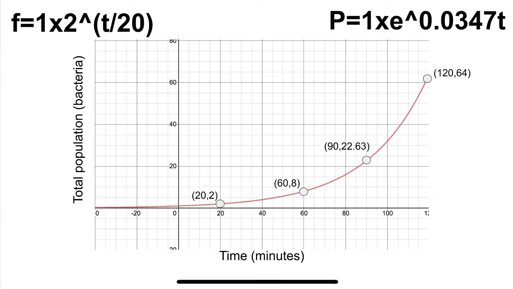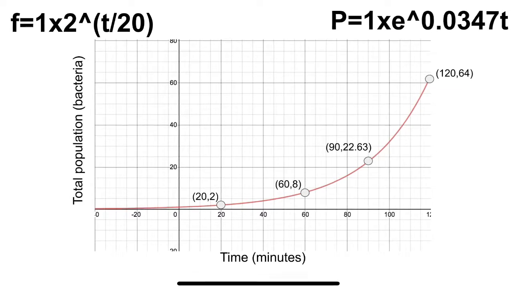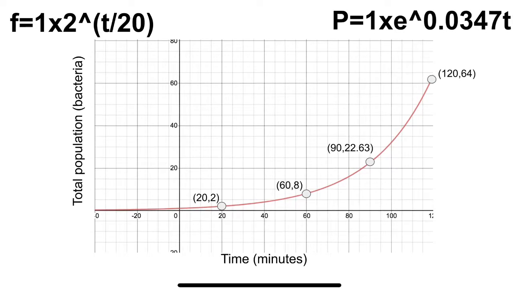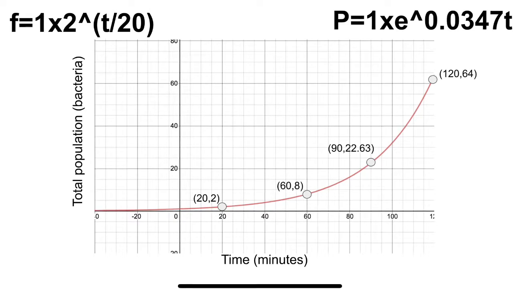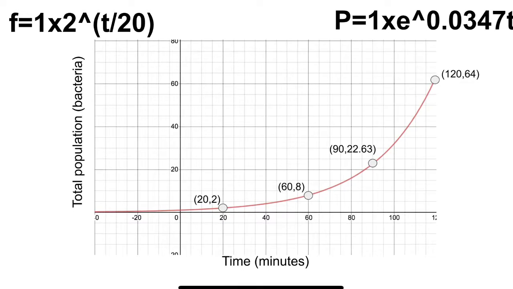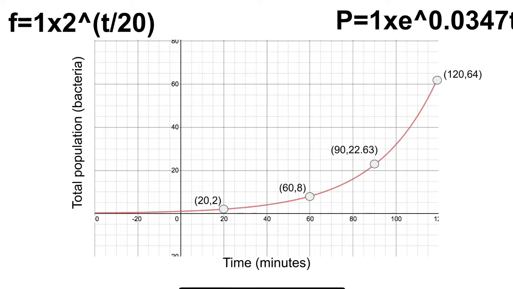As mentioned before, both equations give us the same exponential growth graph. On this graph, I decided to add a few coordinates we found from the given information in the table. But since it didn't go as high as some of our larger populations, I also added that at 90 minutes the population would be about 22.63 bacteria, and at 120 minutes it would be about 64 bacteria.